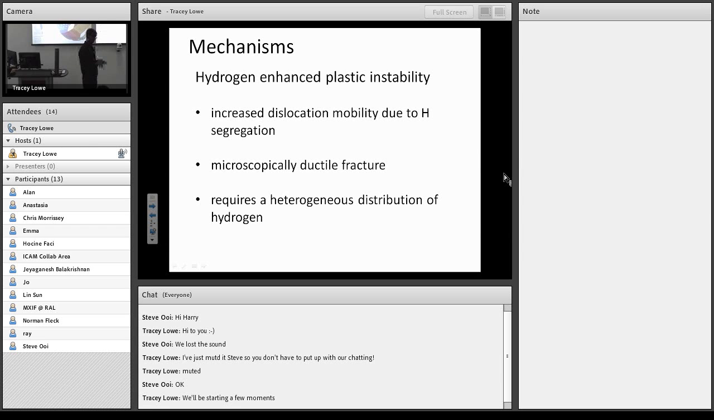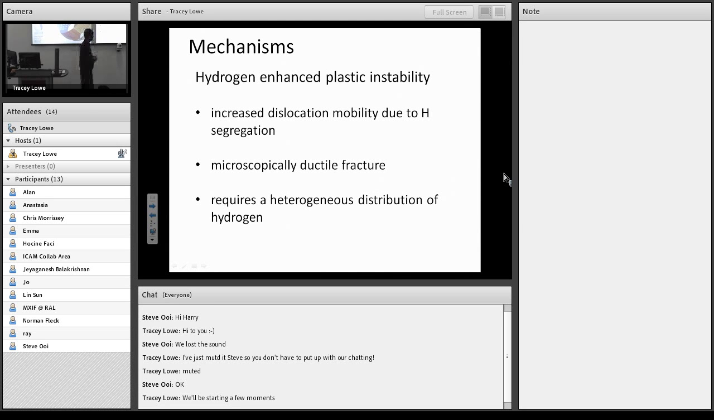Now, supposing that your hydrogen is not uniformly distributed, that means in some regions you have a higher hydrogen concentration than others. In this model they don't explain why you should get that, but let's imagine you have a stress concentration and the hydrogen wants to be in that region. Then if you have a high mobility of dislocations in that local region, you will get a plastic instability, and therefore you will initiate fracture.